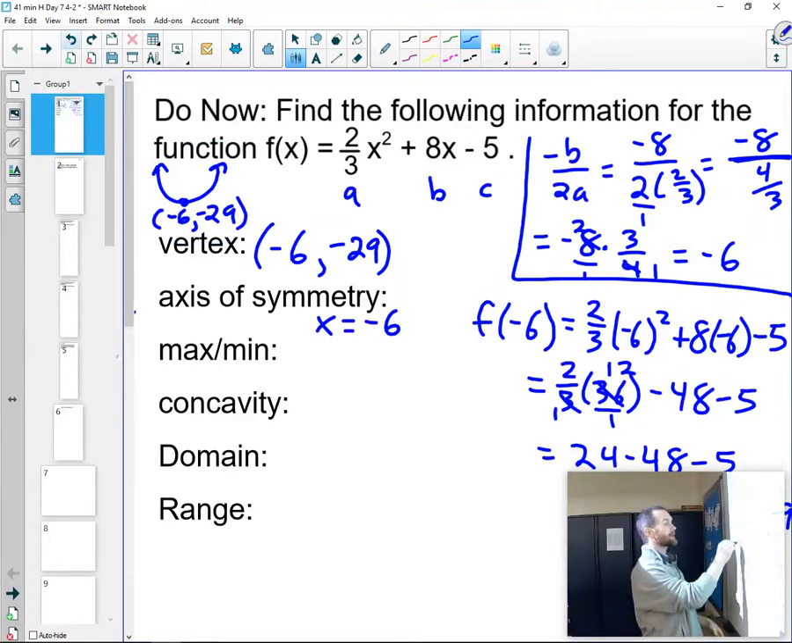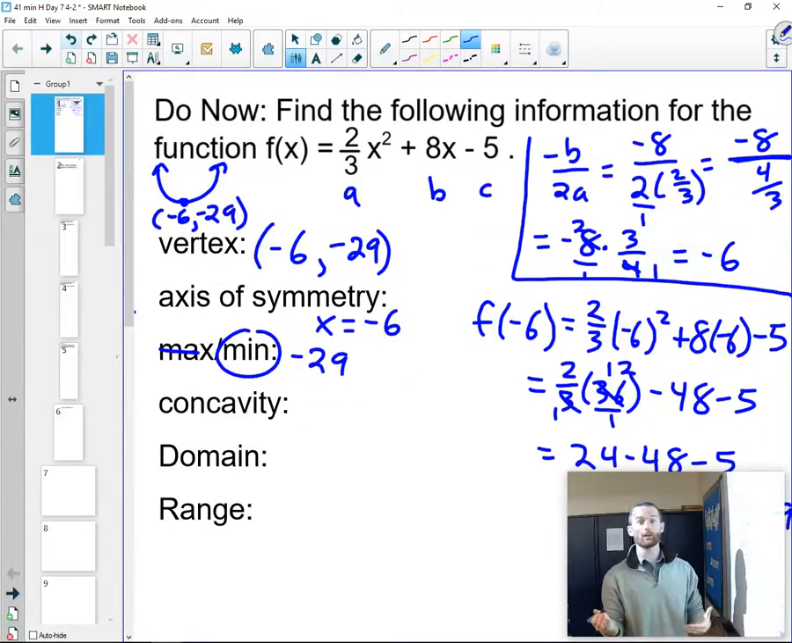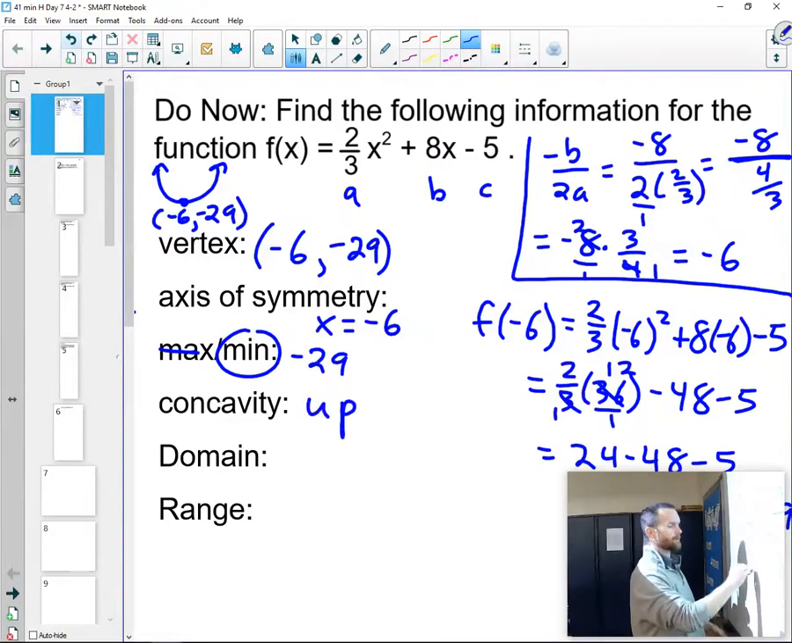The vertex will be a minimum, since it's the smallest point on the bottom of that U, and the minimum value will be the negative 29, the y value of the vertex. Concavity, it's going to be concave up because it's open up. Remember, we got that from our a value being positive. Domain for any quadratic is all reals.